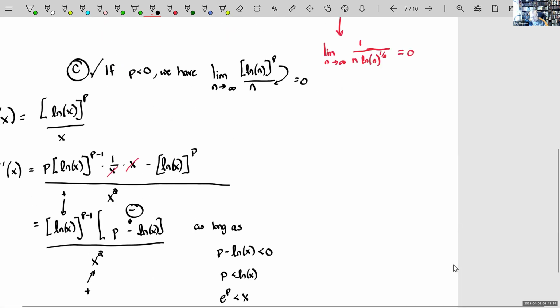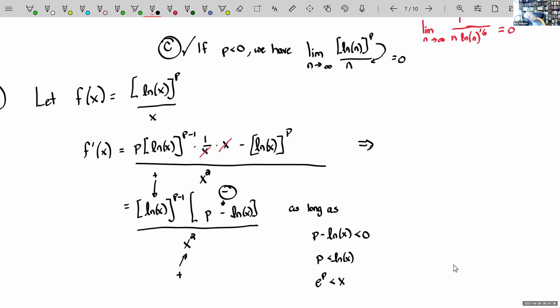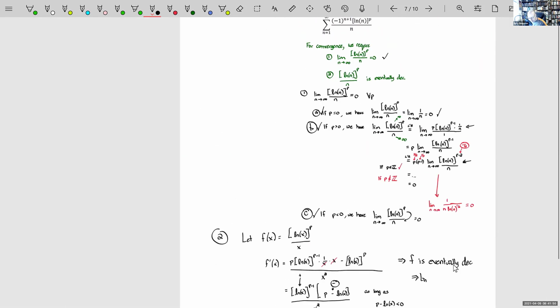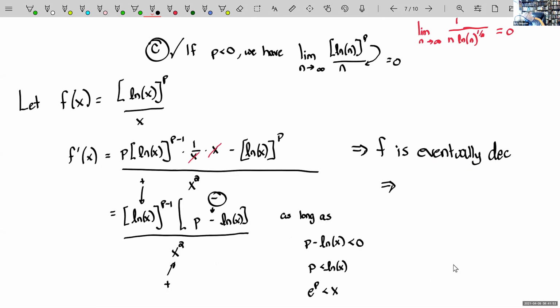So I'm going to make a mention here. This implies f is eventually decreasing, which implies b sub n. Did I call it b sub n? No, I didn't. So we'll call it natural log of n to the p power over n is eventually, very eventually, decreasing.